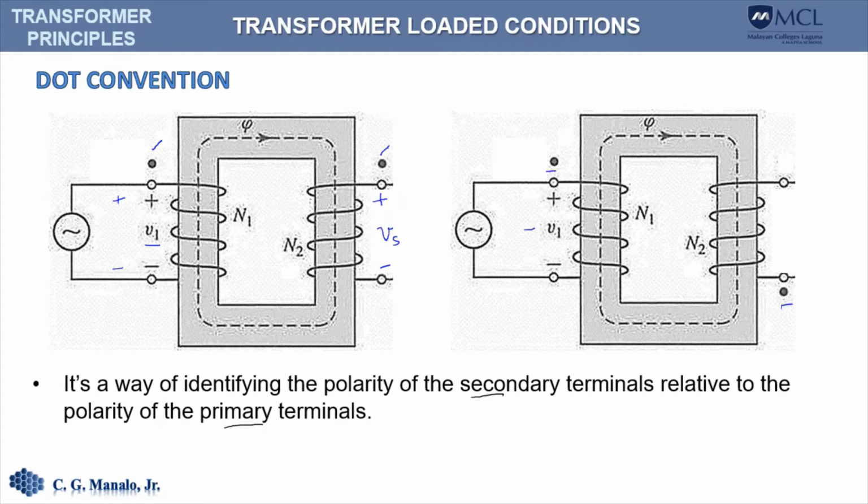On the other hand, if the dot is shown to be like this, and I apply voltage at the primary with this polarity, the voltage at the secondary will appear with a polarity where the positive terminal is at the bottom, or where the dot is, and the negative will be on this terminal. So the dot convention tells us the polarity of the secondary winding with respect to the polarity of the primary winding.